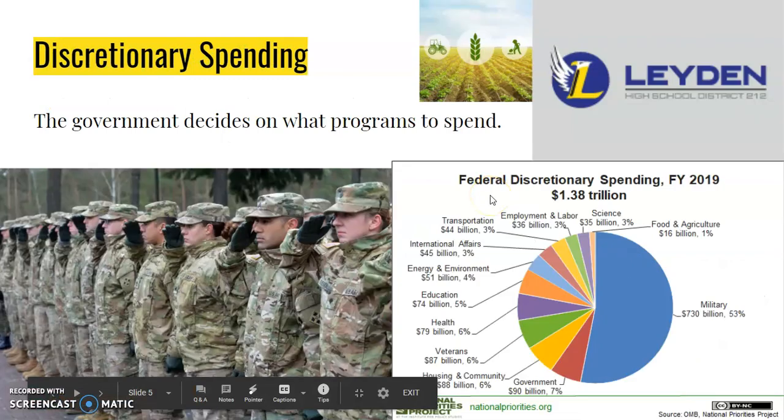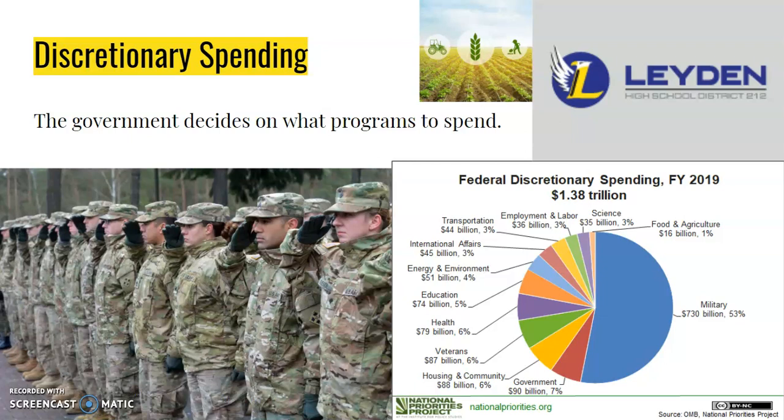But then we get into discretionary spending, and this is where the government decides on what programs to spend on. So this is where they have a decision. So once they pay out to all of the mandatory spending, everything that's left is considered discretionary spending, right? Which means that the government gets to decide on where this money goes based on specific reasons.